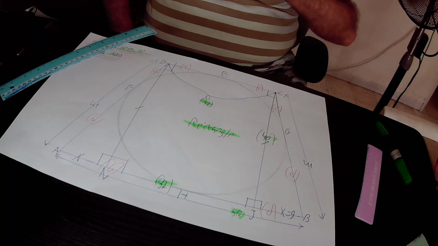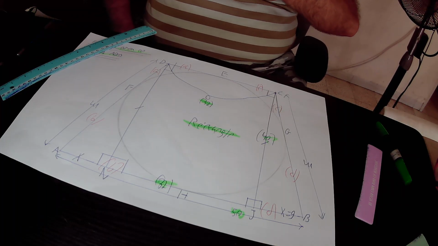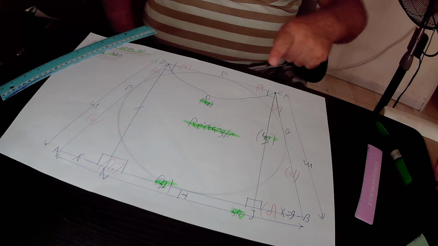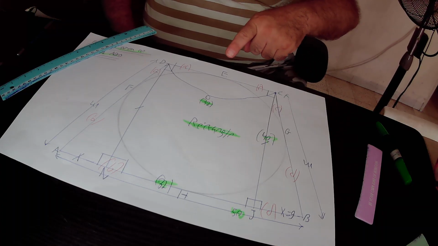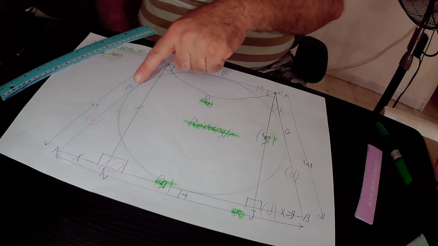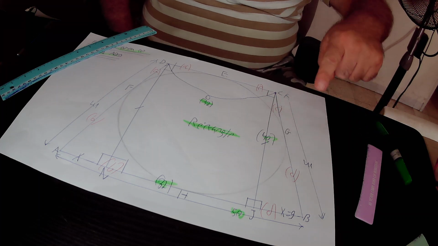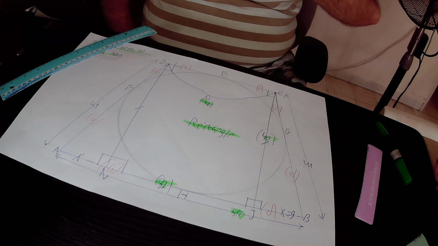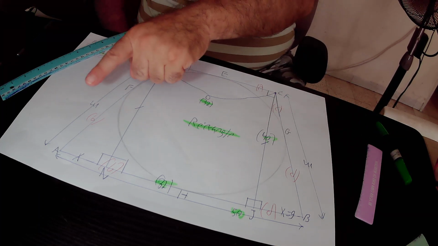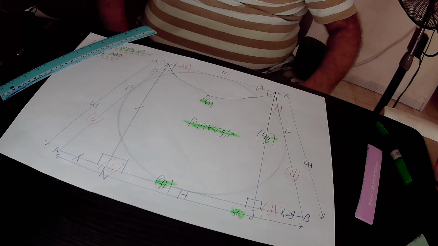So first of all, we define the relevant points in this question with letters. We define the point of tangency of tangent DC with this circle as point E. The point of tangency of tangent DA with this circle is point F. The point of tangency of tangent CB with this circle is point G. And finally, the point of tangency of tangent AB with this circle is point H.